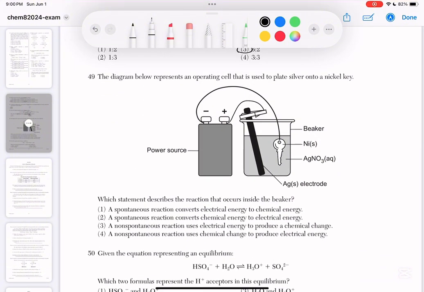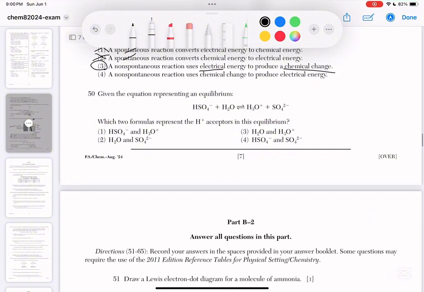Occurs in the beaker. So here we have an electrolytic cell. The reaction that's happening in the beaker is definitely not spontaneous because this is electroplating, and electroplating is a non-spontaneous reaction, so we can cross out 1 and 2. And there's a power source, so it's using electrical energy to make chemical change. So it'll be number 3.